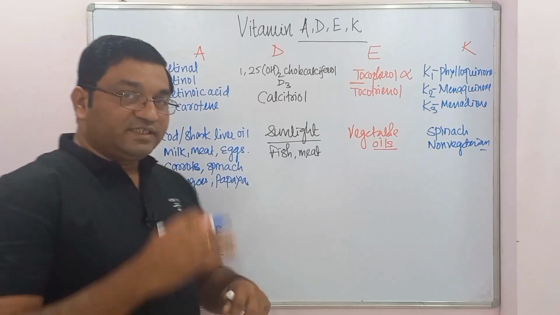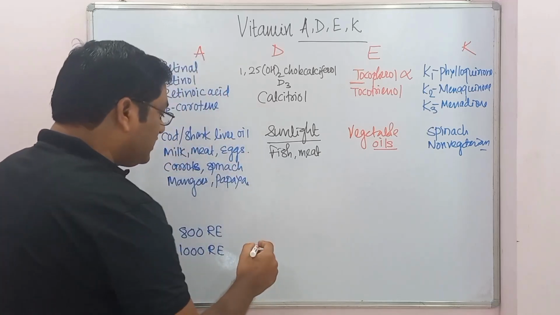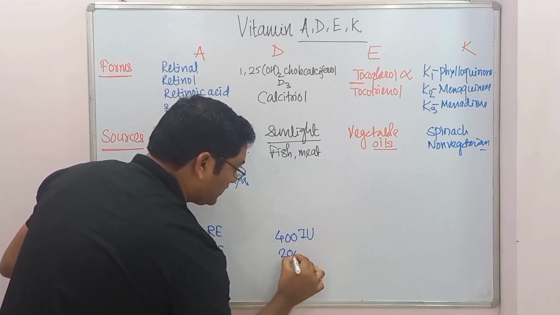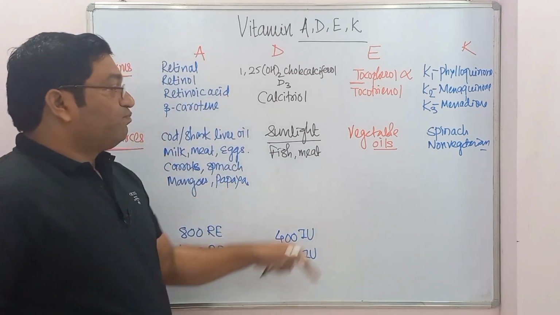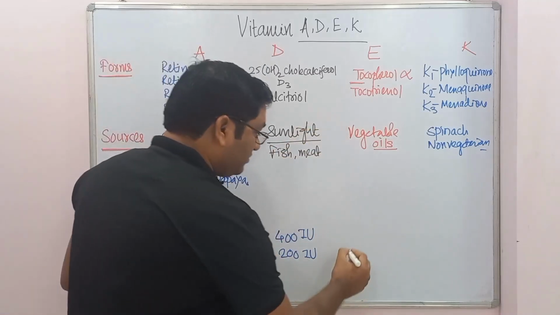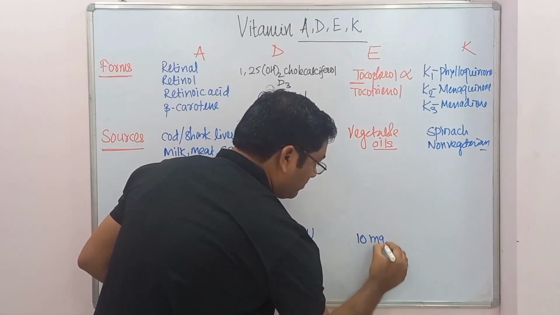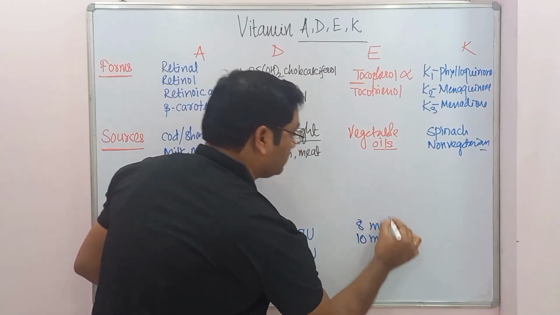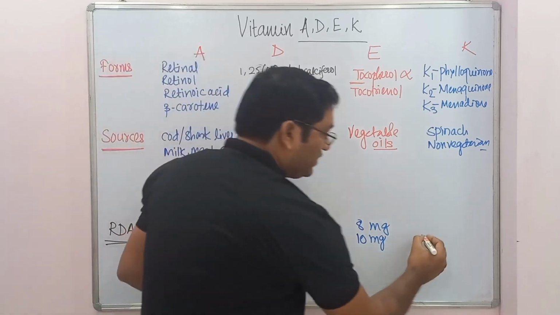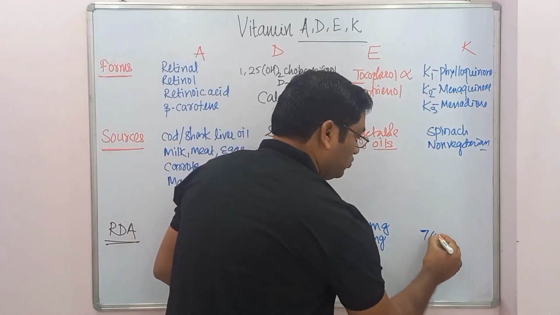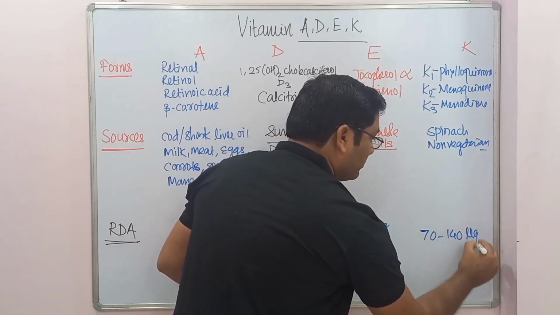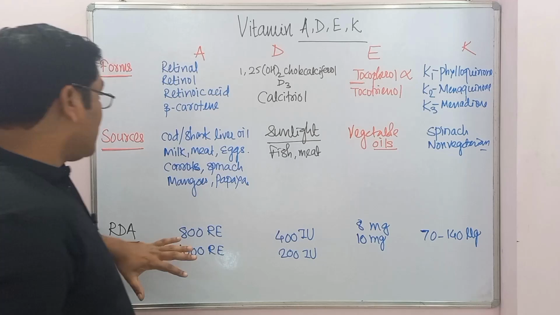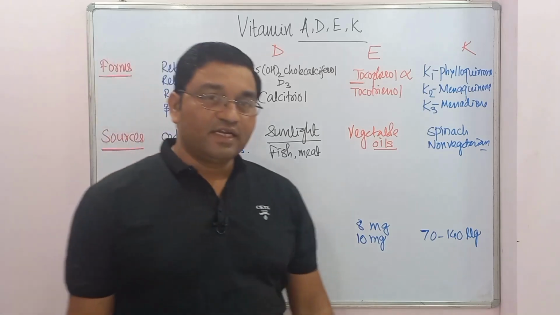While vitamin D in children and in adults, in children the requirement is 400 international units, while in adults it is 200 international units. Then vitamin E is near about 10 milligram per day in males, while in females it is 8 milligram per day. And vitamin K is 70 to 140 microgram per day. So these are the RDA of vitamin A, D, E and K.